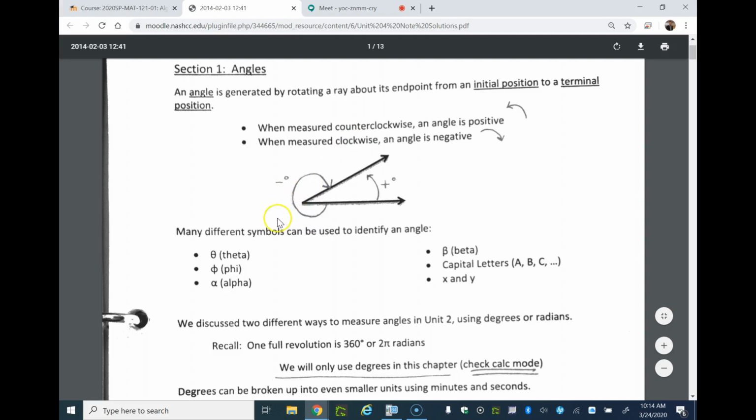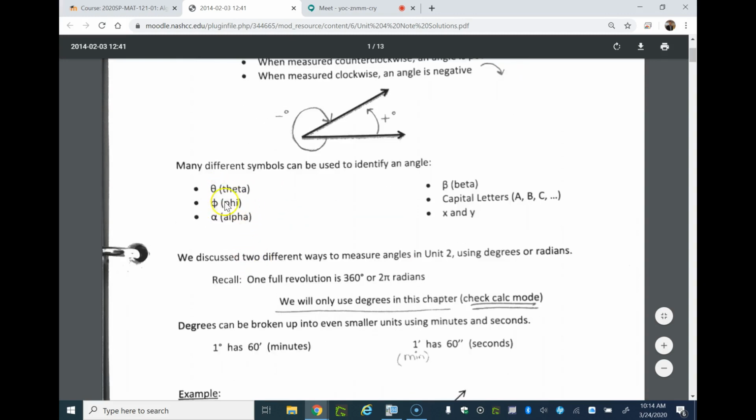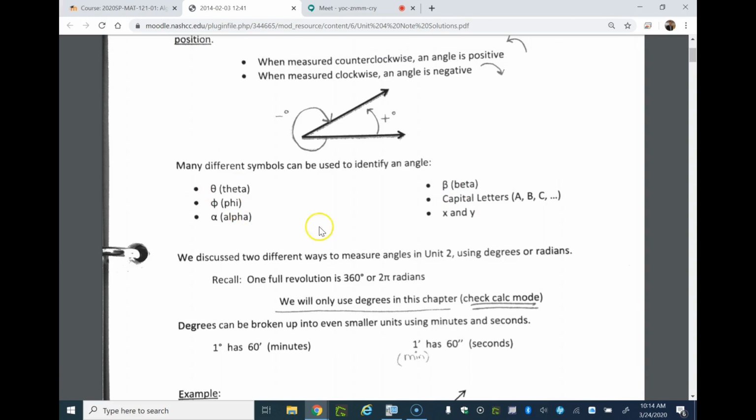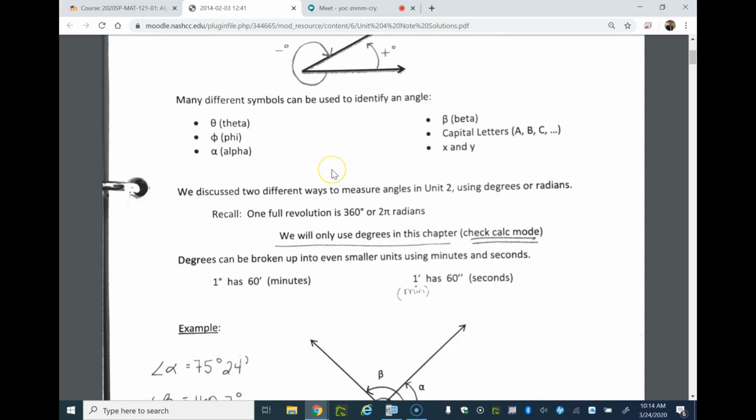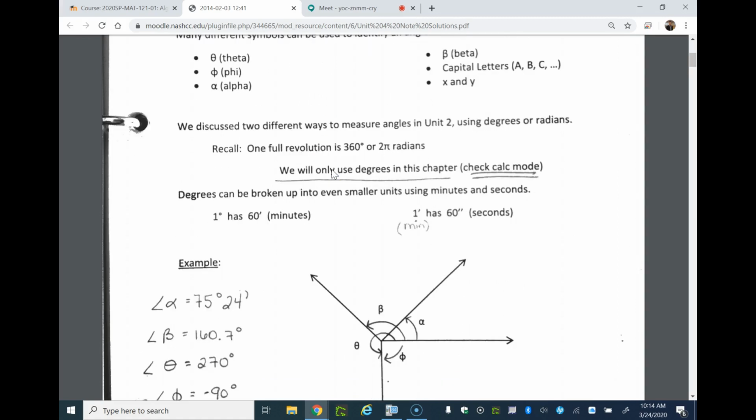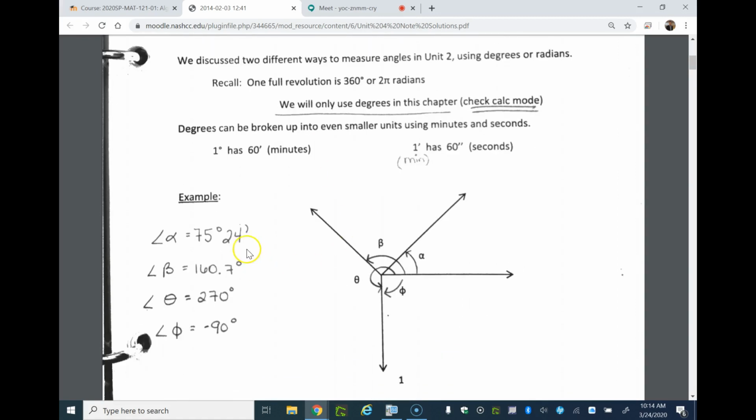bigger angles. These are a couple of the symbols that you will see to represent angles: theta, pi, alpha, beta, sometimes capital letters, and X and Y. We're mainly going to be doing theta and capital letters for our angles, which is what you're probably going to see the most in this class. But just in case, all these symbols represent angles, and you'll see it more as we move further in the lesson.